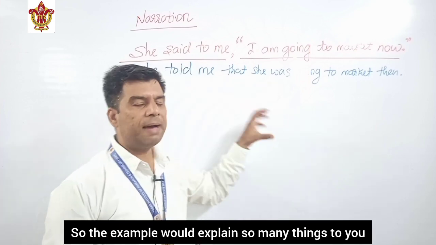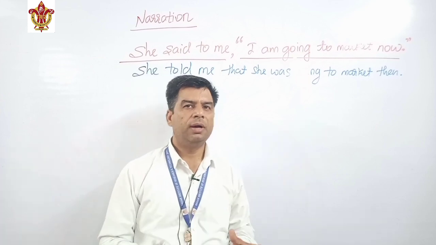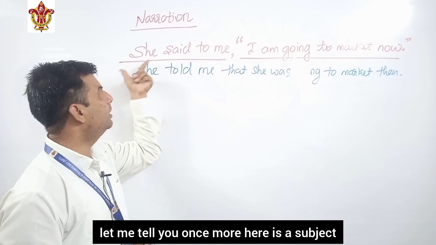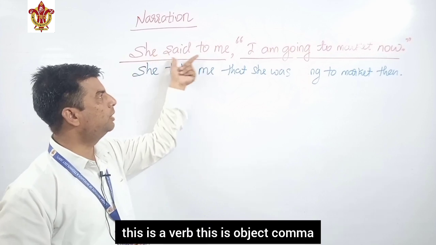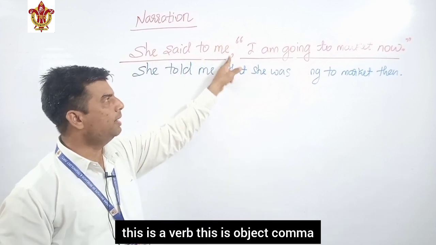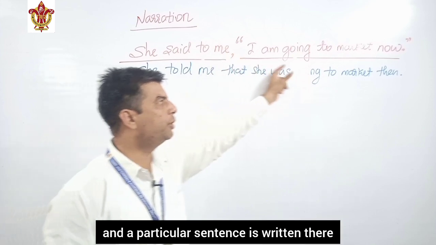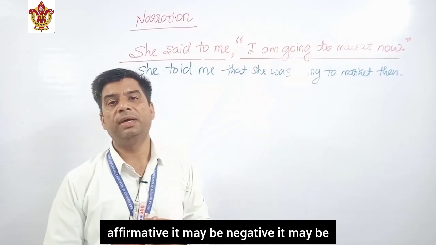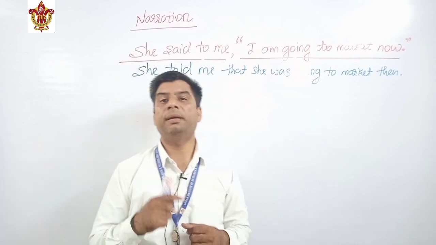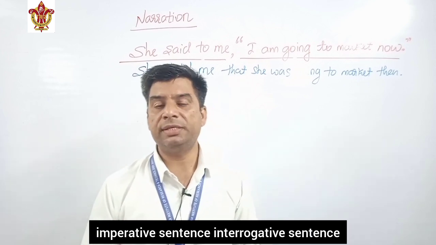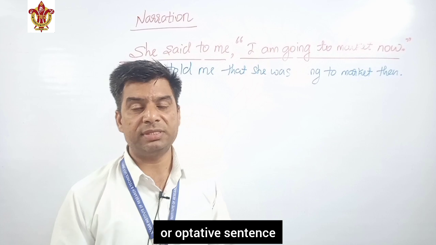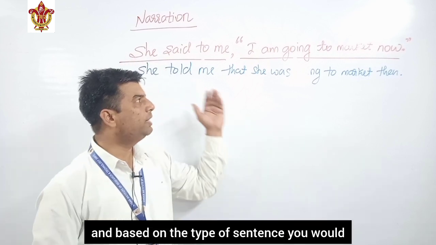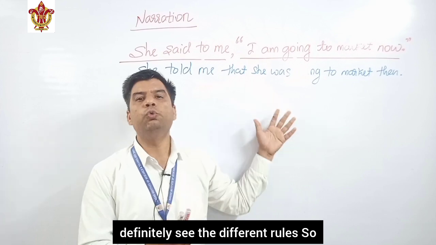So the example would explain so many things to you, but before that, let me tell you once more. Here is a subject, this is a verb, this is object, comma and then inverted comma, and a particular sentence is written there. It may be any kind of sentence. It may be affirmative, negative, imperative, interrogative, exclamatory, or optative sentence. And based on the type of sentence, you would definitely see different rules.